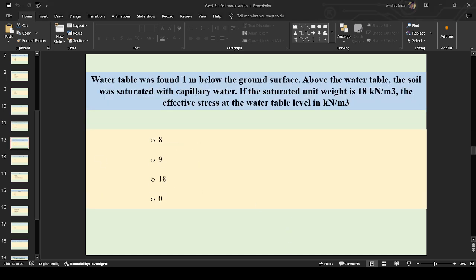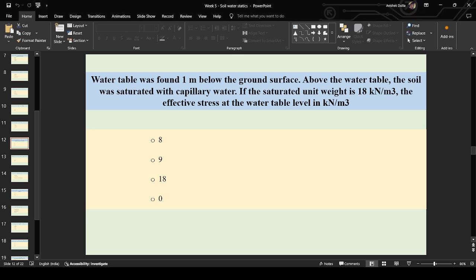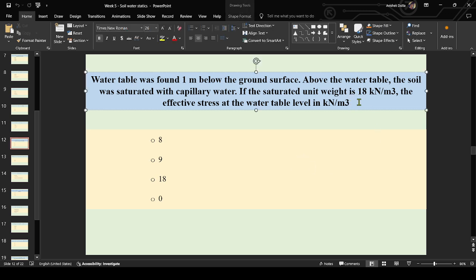Yes, another numerical. Water table was found 1 meter below the ground surface. Above the water table, the soil was saturated with capillary water. If the saturated unit weight is 18 kilonewton per meter cube, the effective stress at the water table level in kilonewton per meter square is, sorry, I believe it is stress, so it will be meter square.